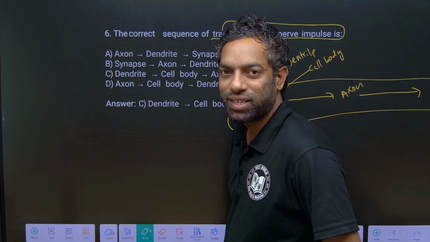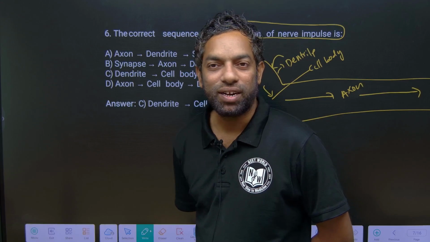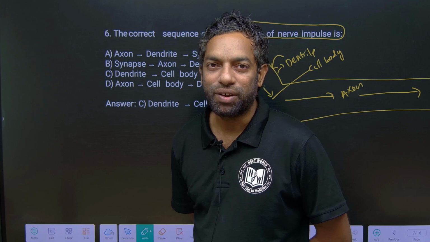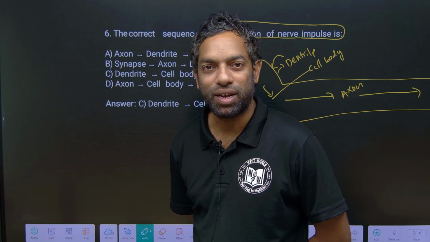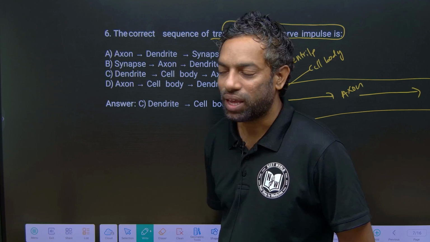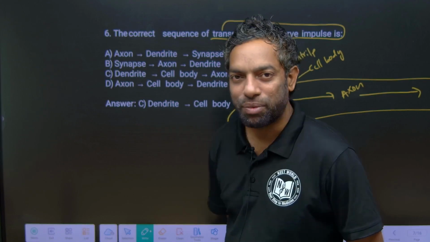Okay. First, mechanical gated channels open. After that, voltage gated channels open. After that, leakage gated channels open. In this way, there is a transmission of nerve impulses carried forward to the end of the nerve, the end of the axon. Okay. We are going to discuss this in the coming topics.